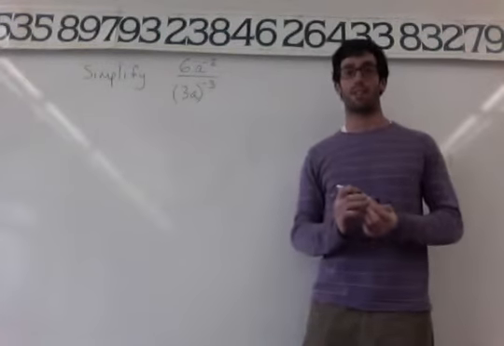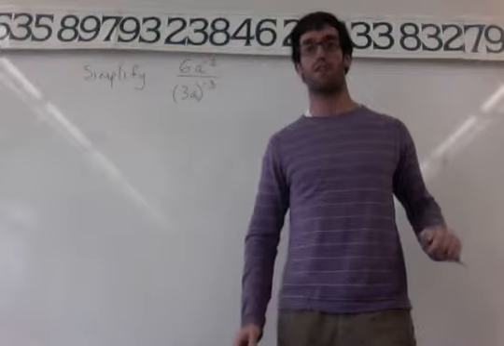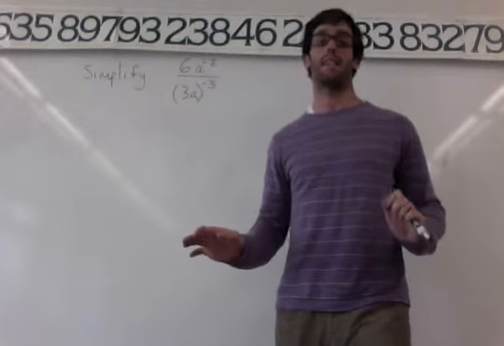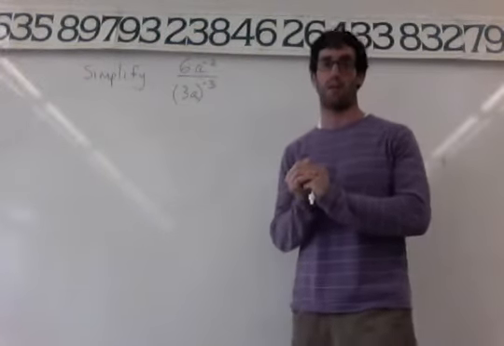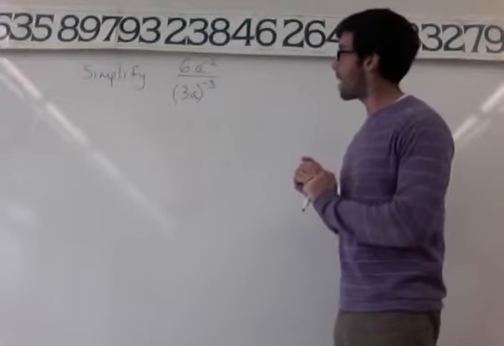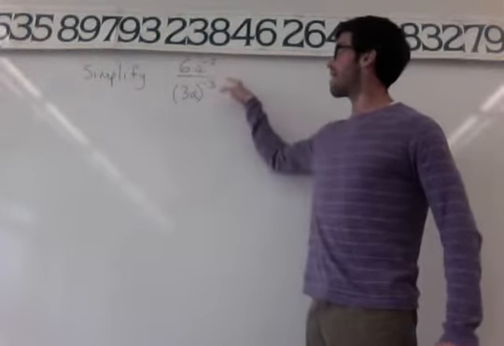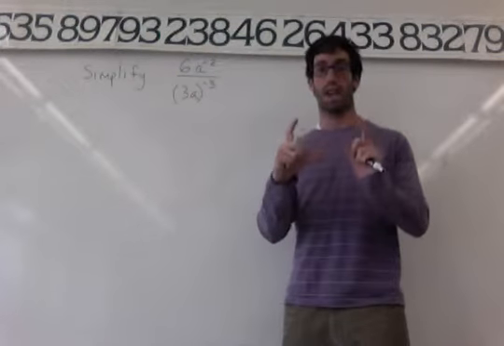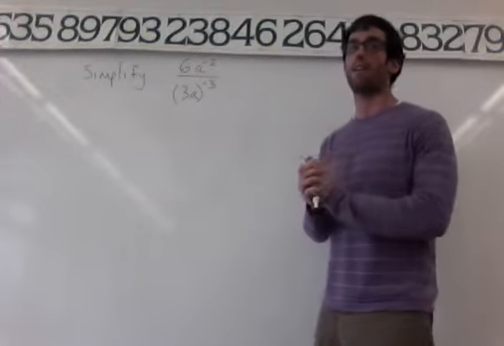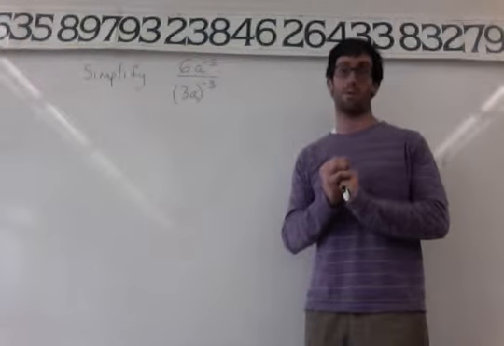Simplifying exponential expressions. We've done a little bit of this so far, but I wanted to up the ante a little bit to make it a little bit more challenging. So if you have a problem like this, 6a to the negative second divided by the product 3a to the power negative 3, there are a couple ways to go about doing this.